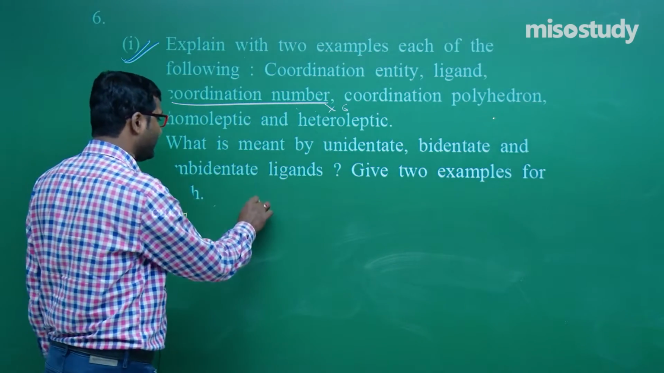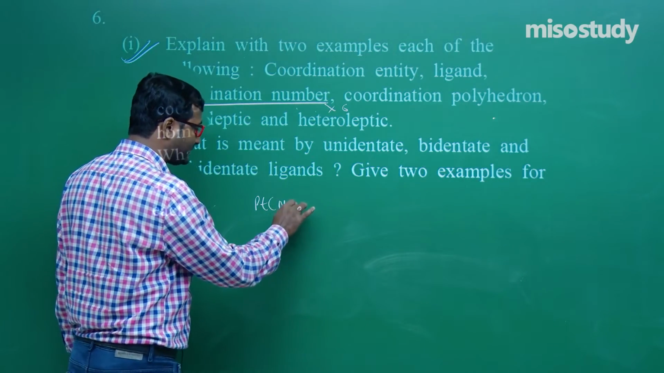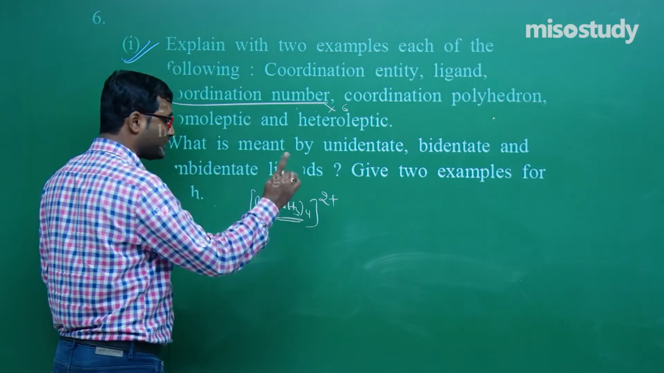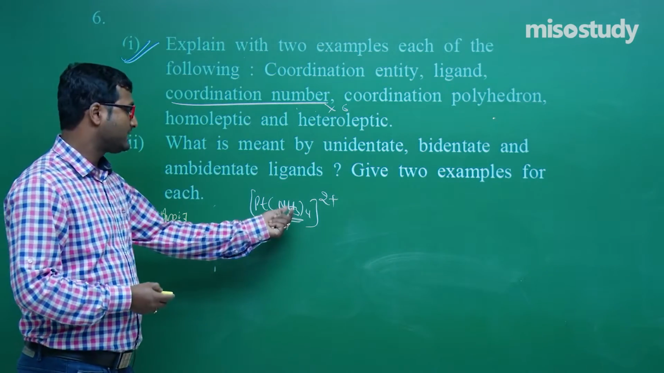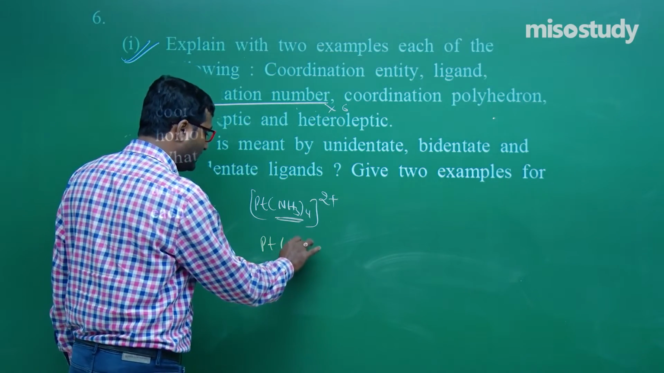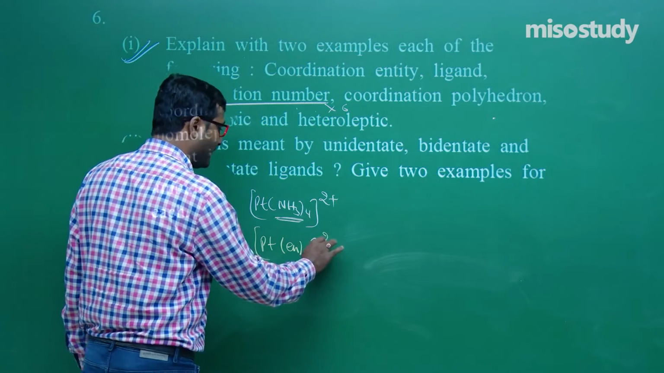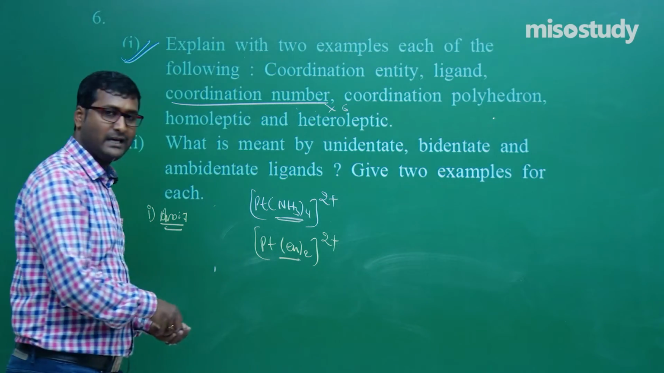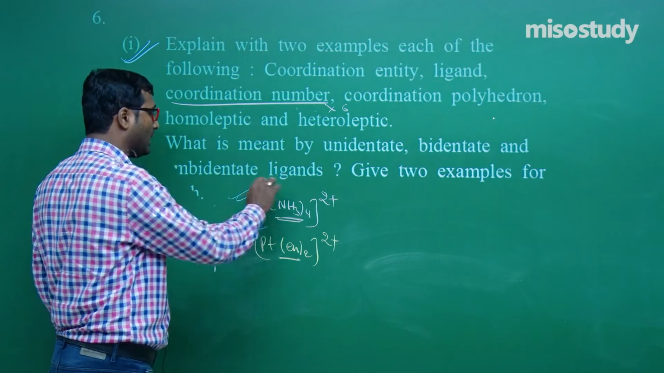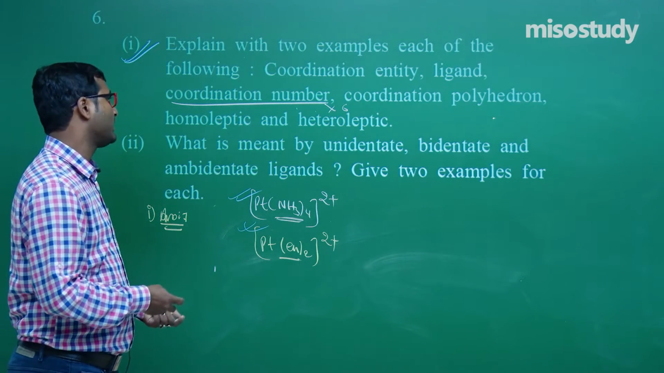Clear? For example, if I write here [Pt(NH3)4]2+, the coordination number is 4 because this is a monodentate ligand. But if I write here [Pt(en)2]2+, now en is a bidentate ligand and there are 2 of them, so 2 into 2 is 4. So here also the coordination number is 4.